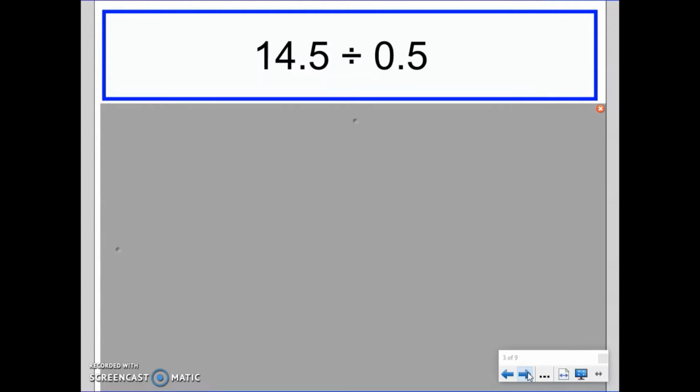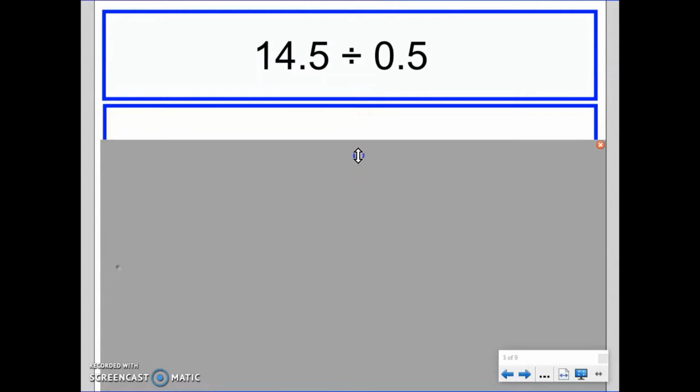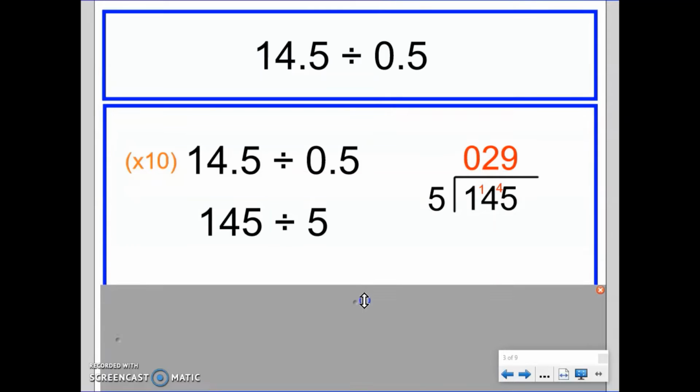14.5 divided by 0.5. Again, at first glance, that looks a little bit tricky. So I'm going to manipulate the question. I'm going to play around with the question to make it a bit easier. In order to make it easier, I want this number here to be an integer, really. That would make my life a lot easier when approaching this question.